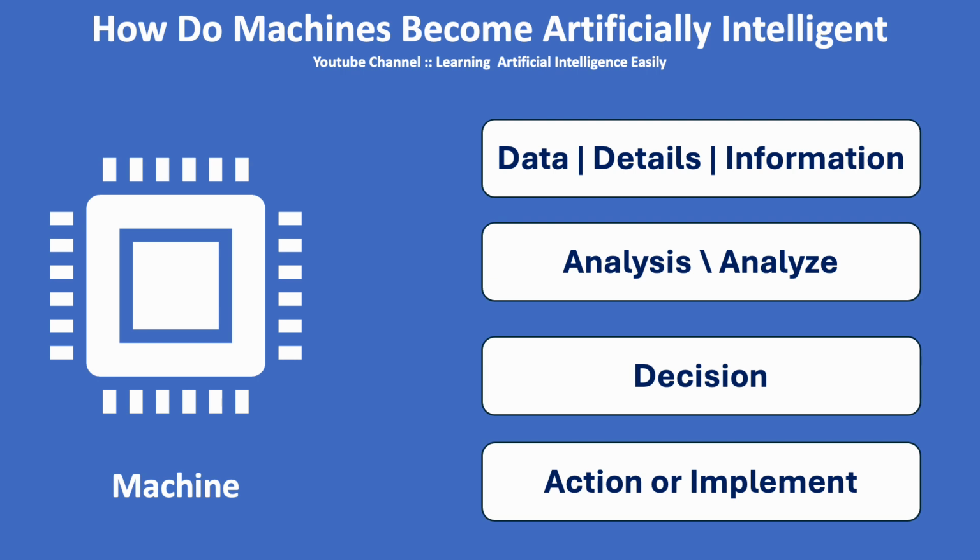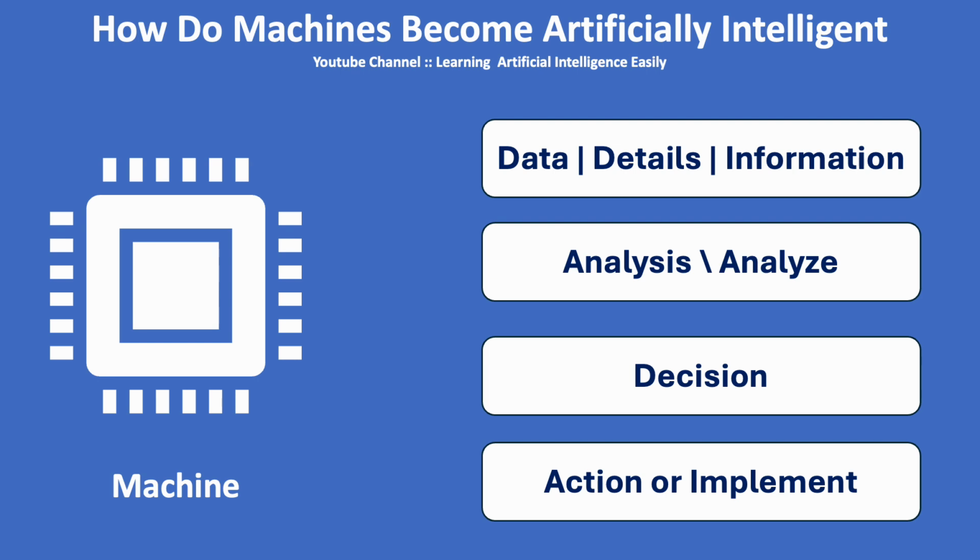At the same time, our agenda is to make machines artificially intelligent. So on the same line, machine intelligence also depends on a similar pattern. Please remember, in this session and in this video, we are limiting our discussion to a scope which is related to our topic.